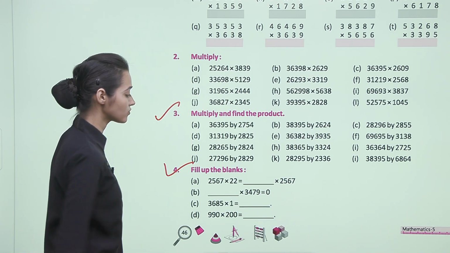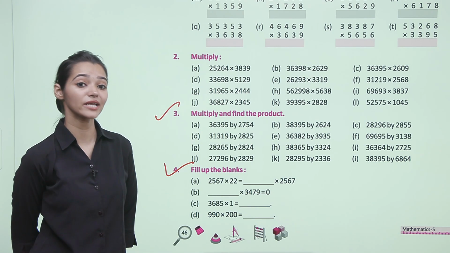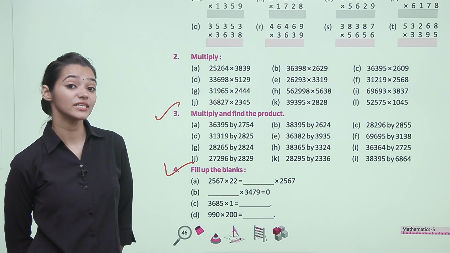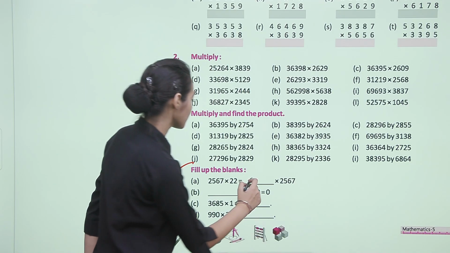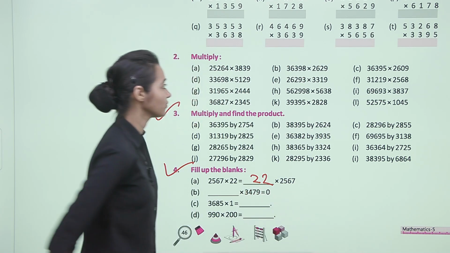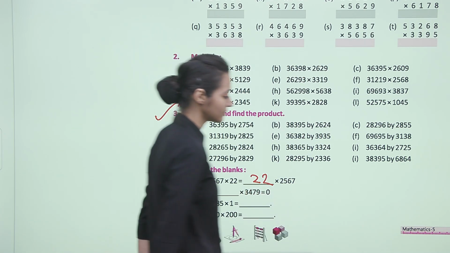Now in the next one we have to fill up the blanks. What multiplied by this number gives the same result as 2567 multiplied by 22? That's how you can complete the remaining part.